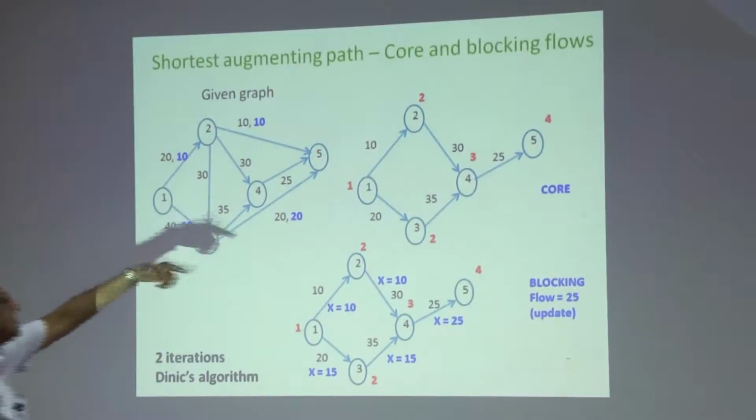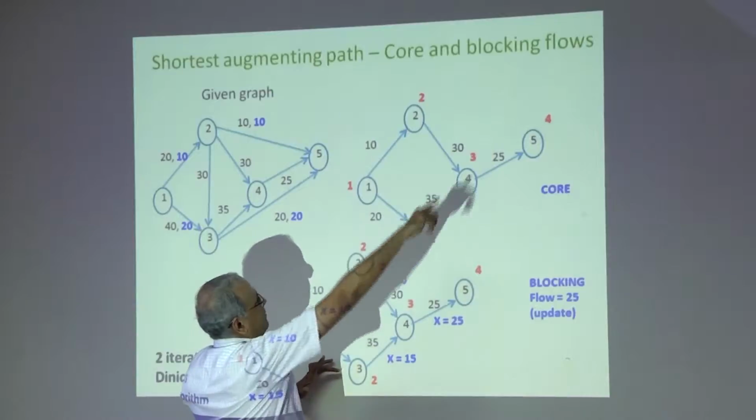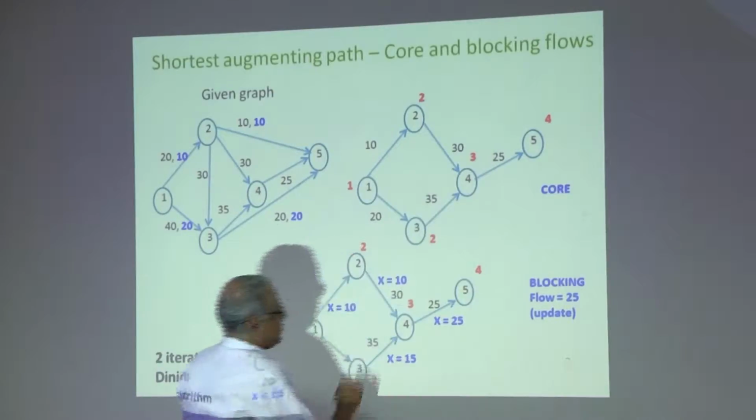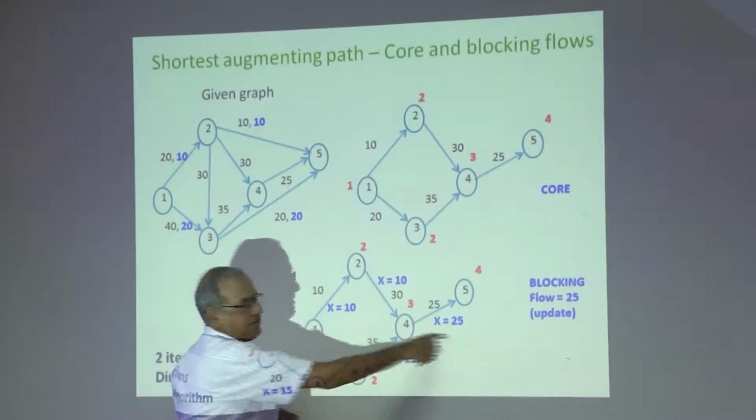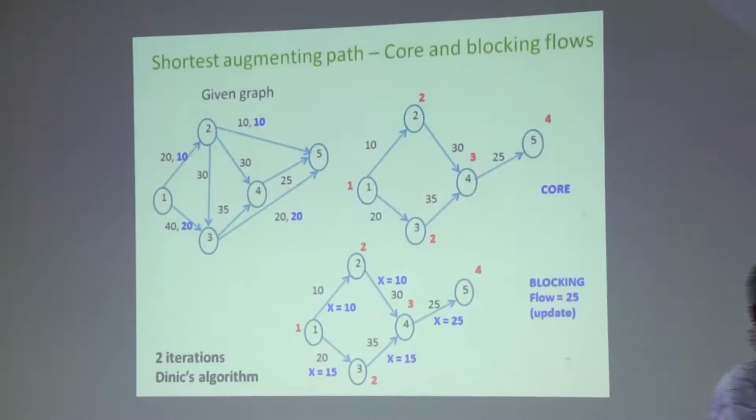Then I quickly run the algorithm. Now this is 4, so I have to do 1, 2, 3, 1, 2, 4, 5 and 1, 3, 4, 5, and I do a 10 plus 15, 25, 30 plus 25, 55. No negative arc, no backward arc, nothing. Right? This is called Dinic's algorithm.